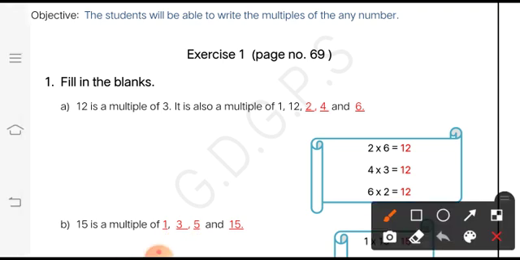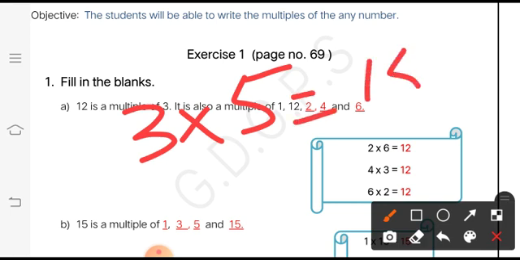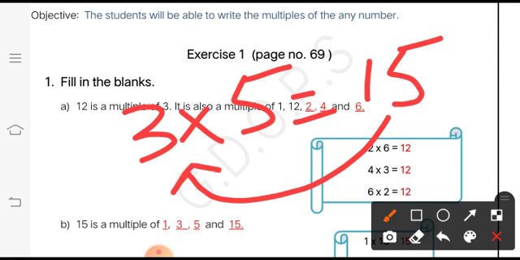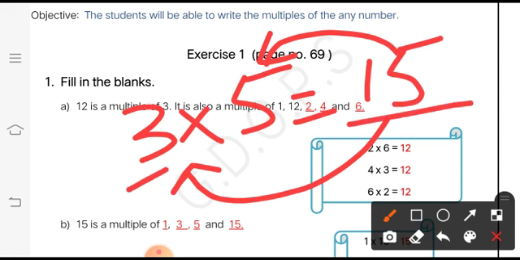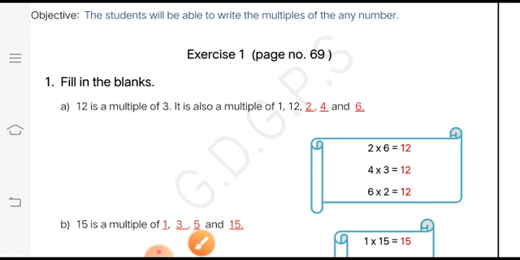The word multiple is just another name for product. As already discussed previously, if we have any two numbers such that their product is any number, then this 15 is a multiple of 3 and it is a multiple of 5 as well. That means 15 exists in the table of 3, and 15 exists in the table of 5. So we call 15 a multiple of 3. That means all the numbers that exist in the multiplication table of a number are called its multiples.